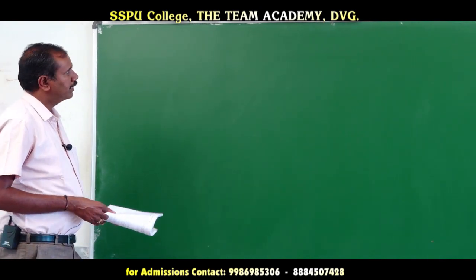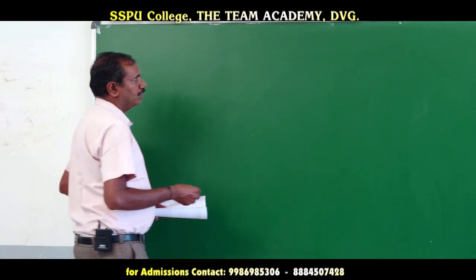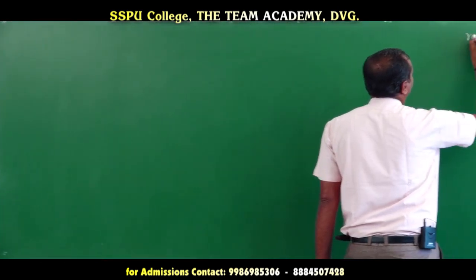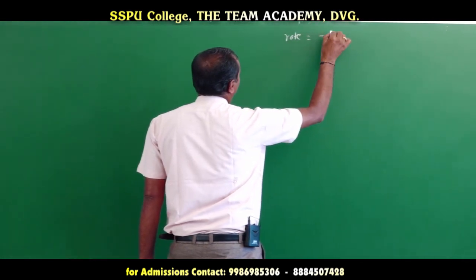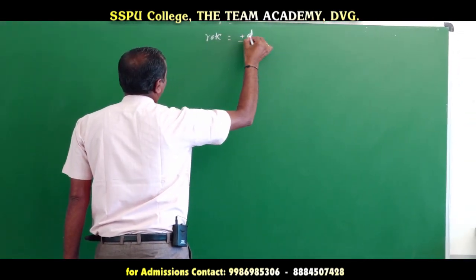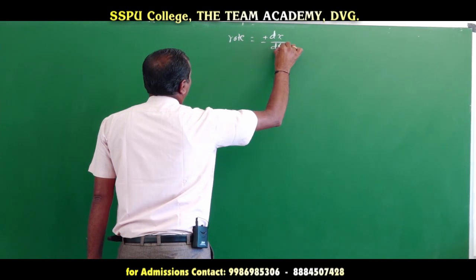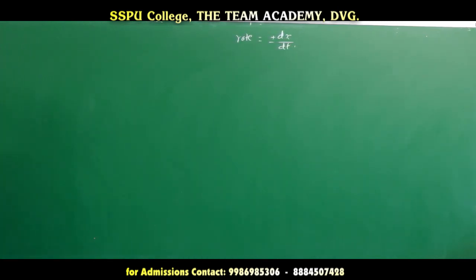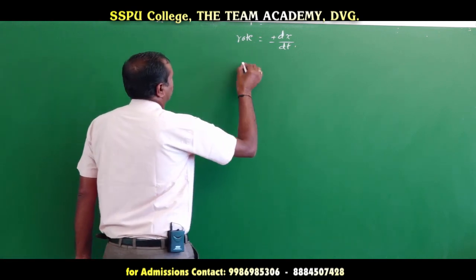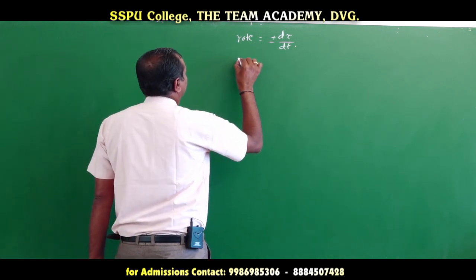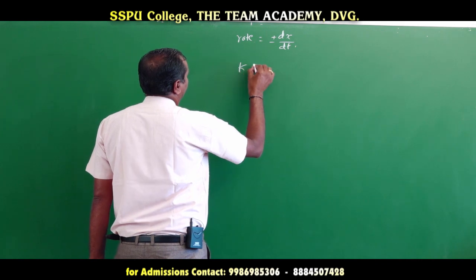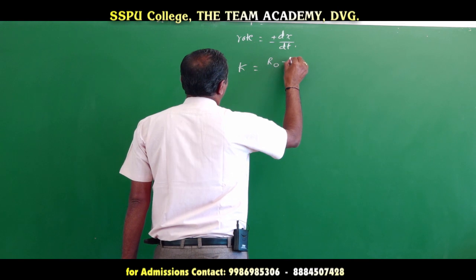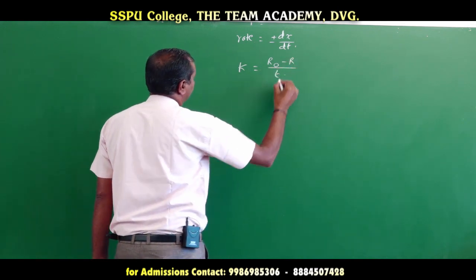Now we'll go for the calculations. Rate equations, where rate is nothing but minus dr or plus dx by dt, the relative velocity of reactants and products. Then rate constant: the rate constant of a zero order reaction can be calculated by r naught minus r divided by t.